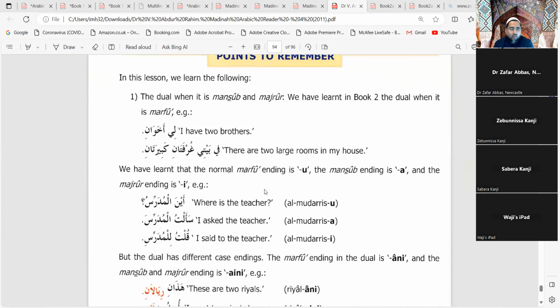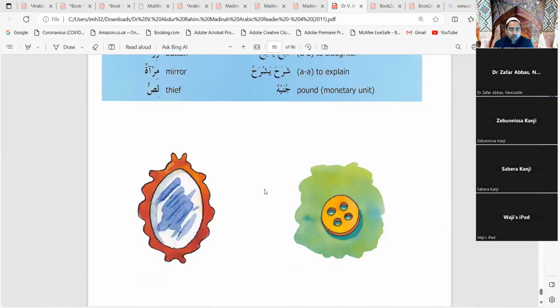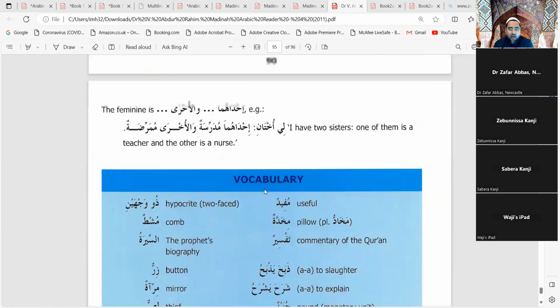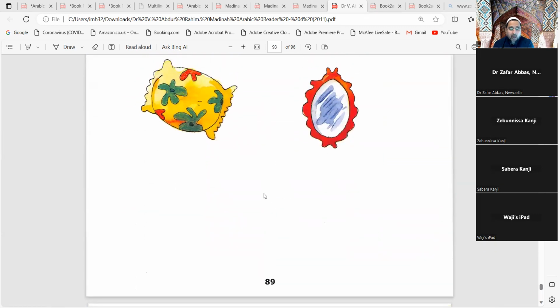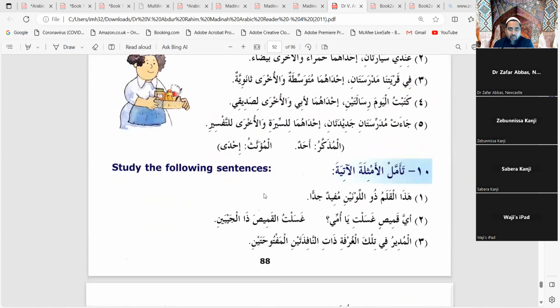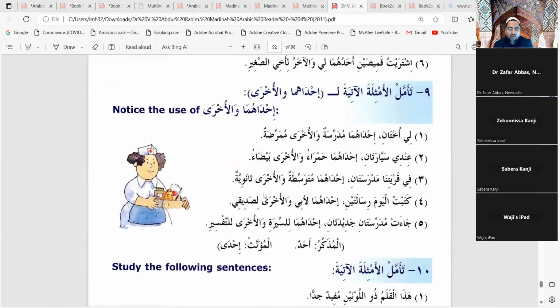So inshallah, we finished the actual book now. We went through the lessons. Inshallah, I'll probably do the revision over 3 sessions. And then inshallah, after that, we'll do the exam, and then inshallah, move on to book 5.